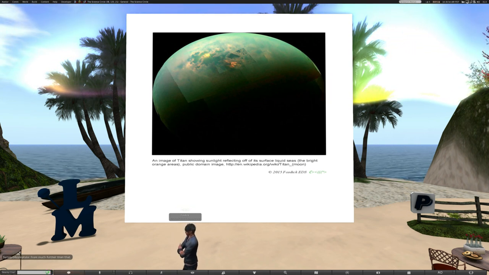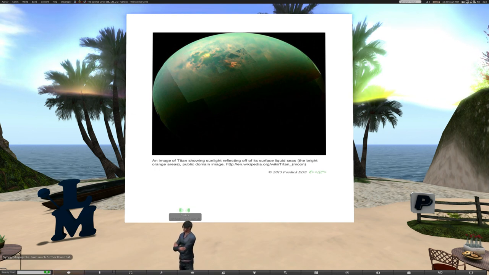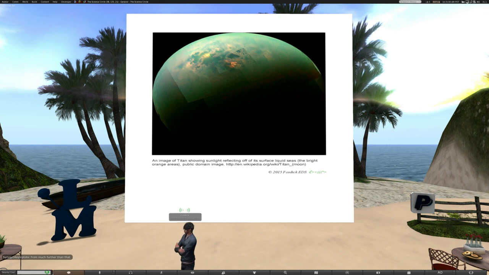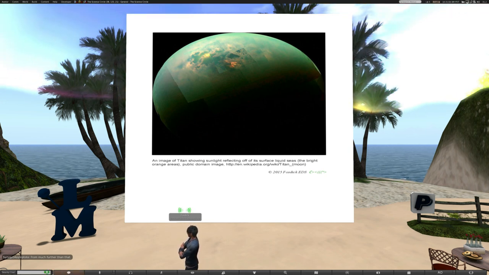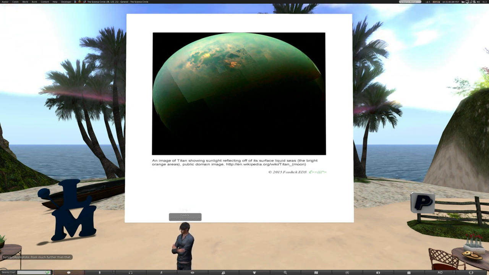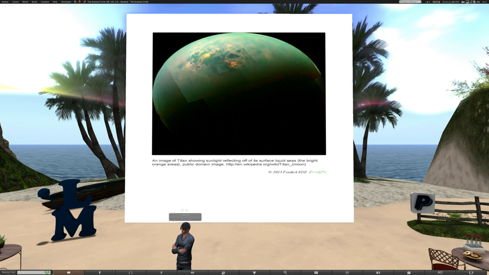So maybe I'll start with one of my favorite slides. Just give me one second. I haven't figured out a way to organize my SL inventory efficiently yet. Maybe someday I will. Just hang on for me.